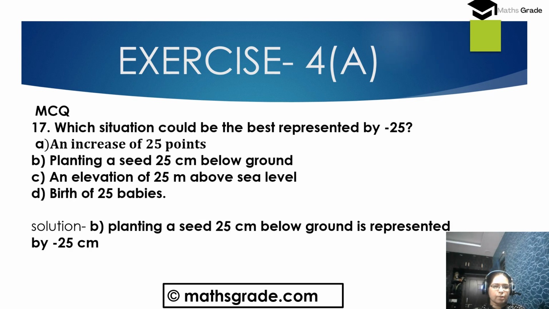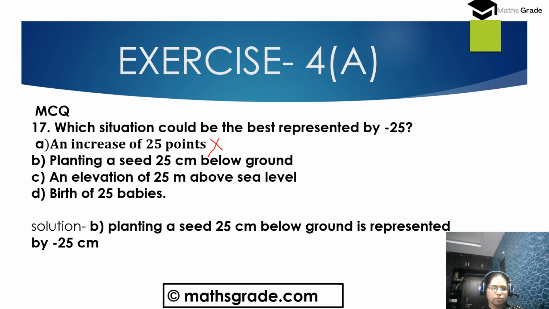Now we solve question number 17. Which situation could be best represented by minus 25, negative integer? An increase of 25 points. Increase is positive, so this is represented by positive 25, so this is incorrect. Planting a seed 25 centimeter below ground is represented by minus 25 centimeter, that is negative 25, negative integer.